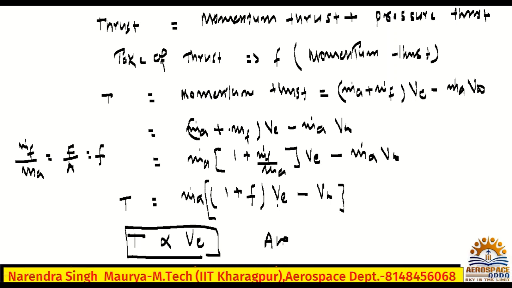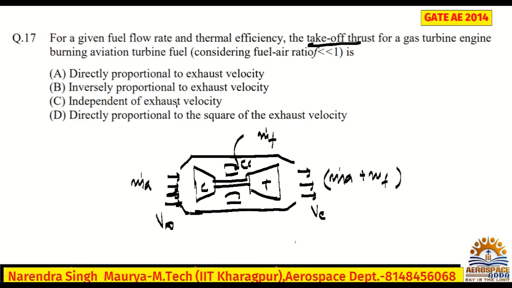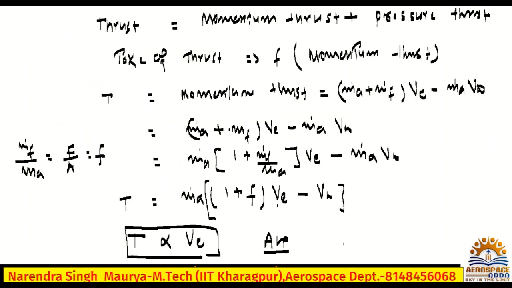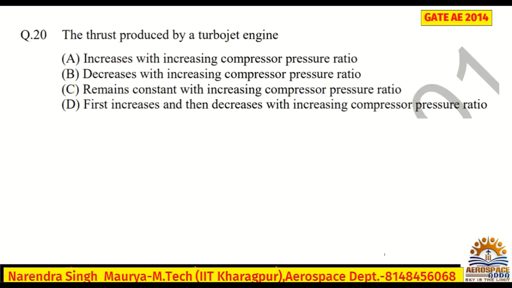So what is your correct answer? Check. Directly proportional to exhaust velocity, which is option E. Yes or no? This is the answer. All right, next.